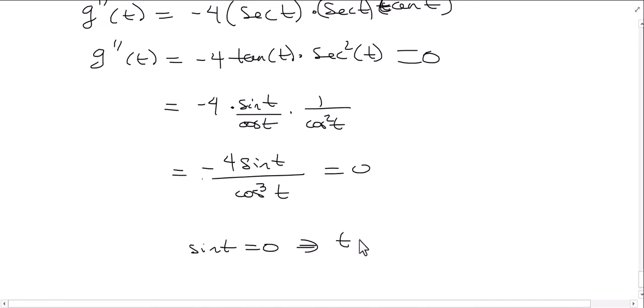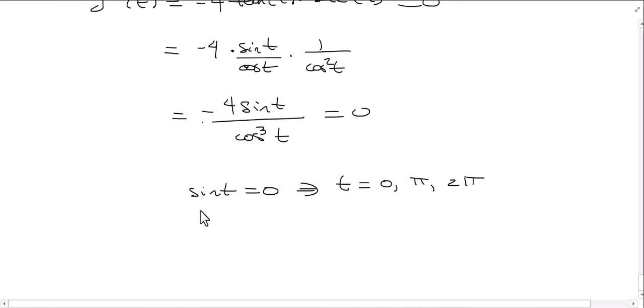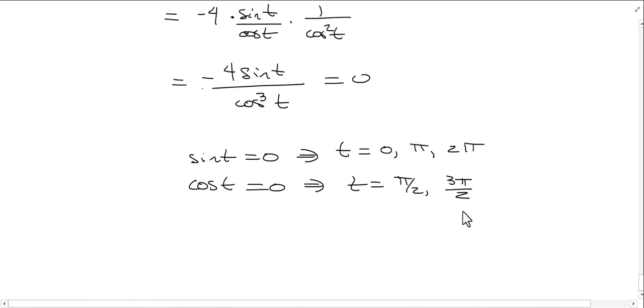Sine of t is 0 when t is 0, pi, and 2 pi on the interval from 0 to 2 pi. And cosine of t, cosine cube, but that just really means cosine of t, is 0 when t is pi over 2 and 3 pi over 2. And so those now become our critical numbers.